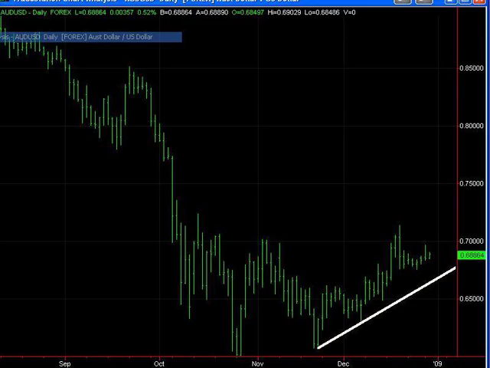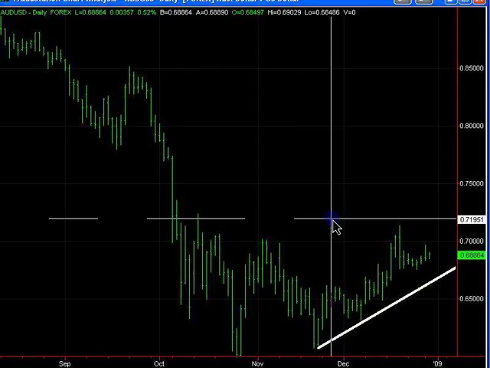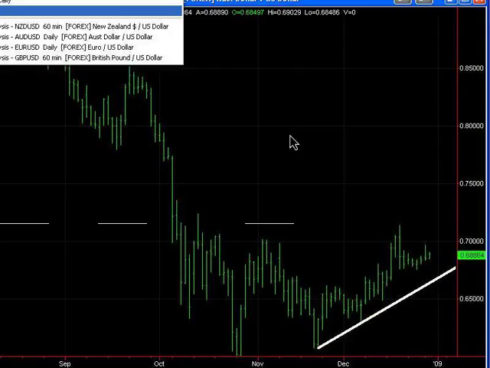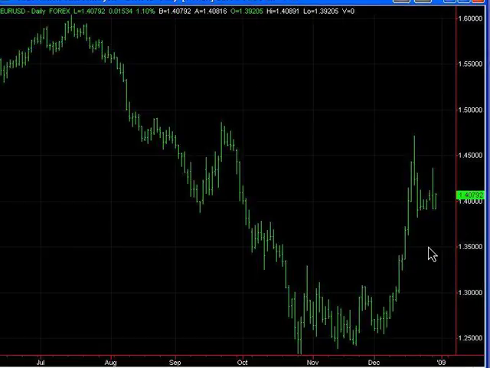The next chart is the Aussie dollar. Same story here as my previous reports. I'm still just waiting for prices to come down and touch this daily support line, where I might look to enter on the long side just above the line with a stop maybe 50 to 75 pips beneath that support line.